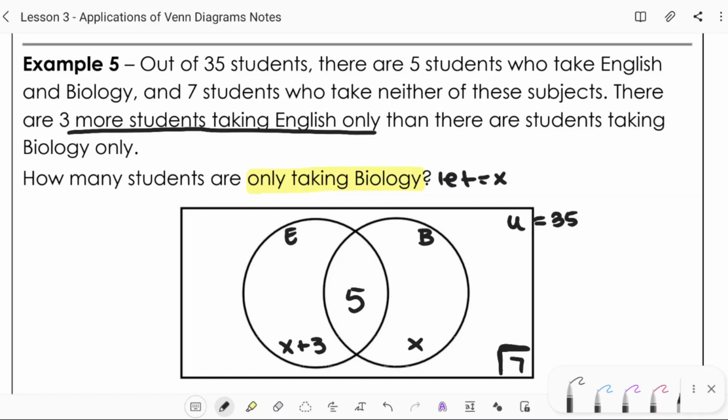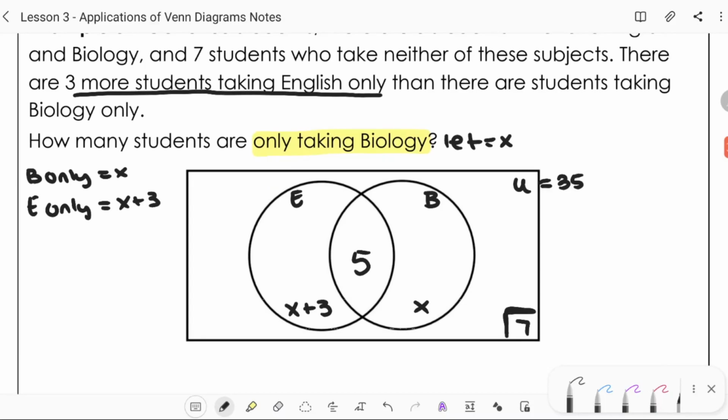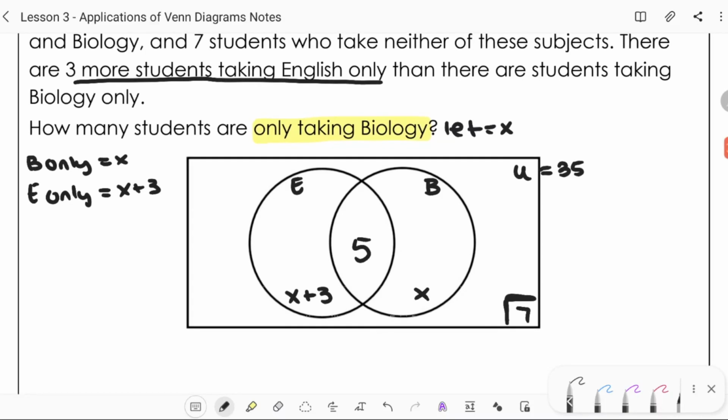And theoretically, I know the total of these two things, right? I know there are 35 students total. So B only is X. E only is X plus 3. B union E is how many students? Well, there were 35 students, and I know 7 of them took neither. So B union E is going to be 28 students.